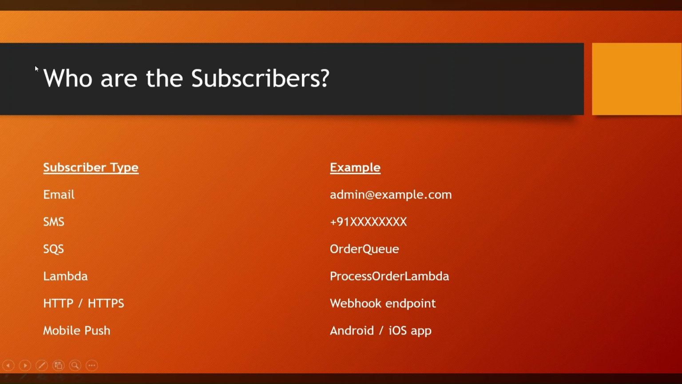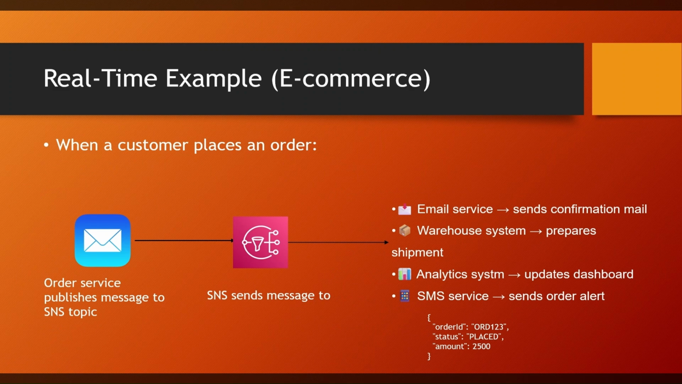We have seen who is the publisher. Let's see now who is the subscriber. Subscribers are things like email, SMS, SQS, Lambda, or mobile push. The subscribers are all the resources which receive the messages from SNS.